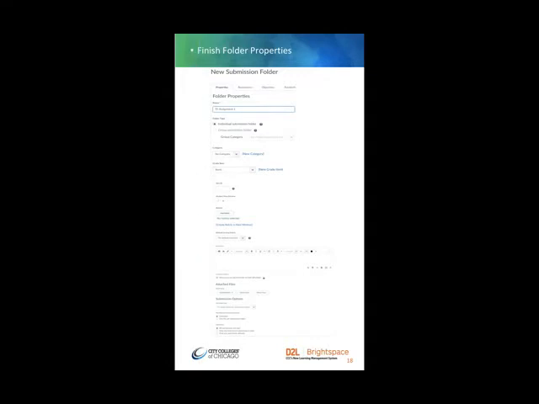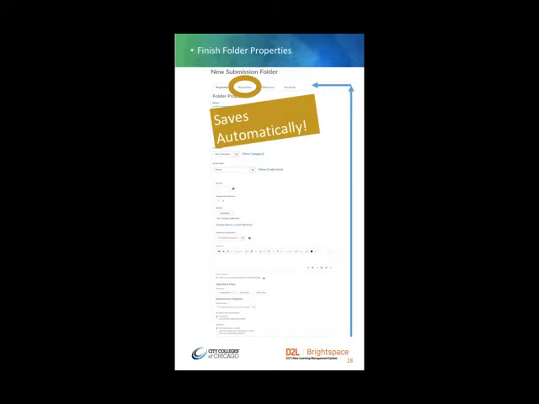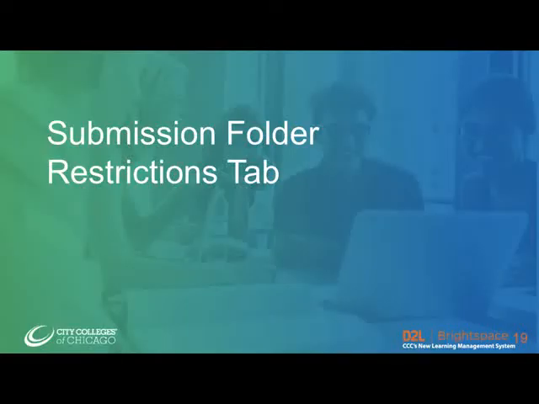Now we need to scroll all the way back up to the top to the tabs at the top of the new Submission Folder Properties window. We'll locate the Restrictions tab next and click on it. When we move from the Properties tab to the Restrictions tab, Brightspace will save the properties automatically. Submission Folder Restrictions tab.